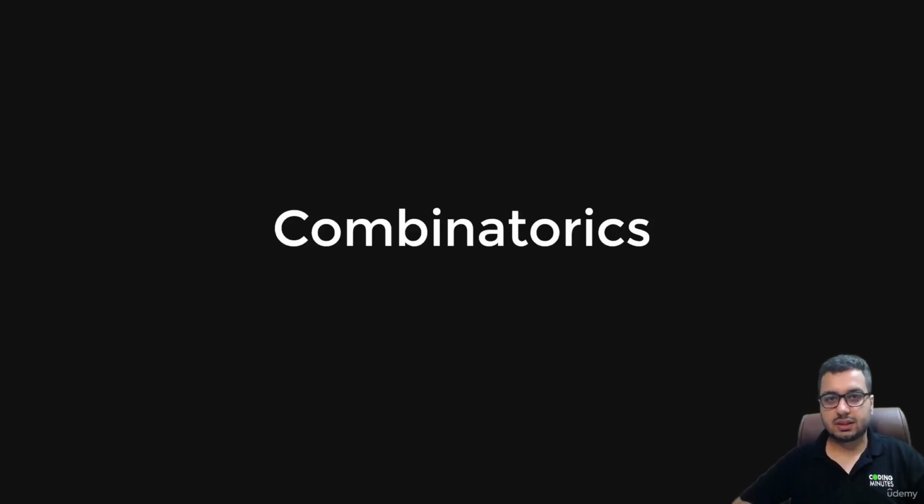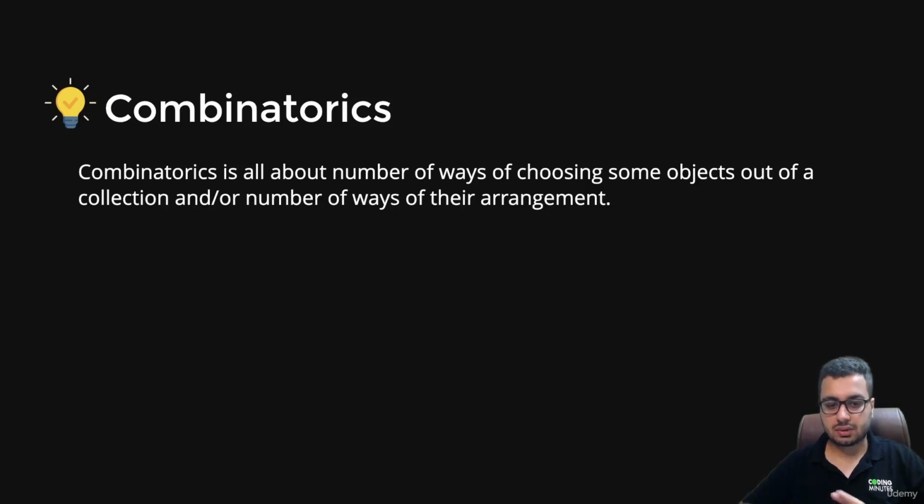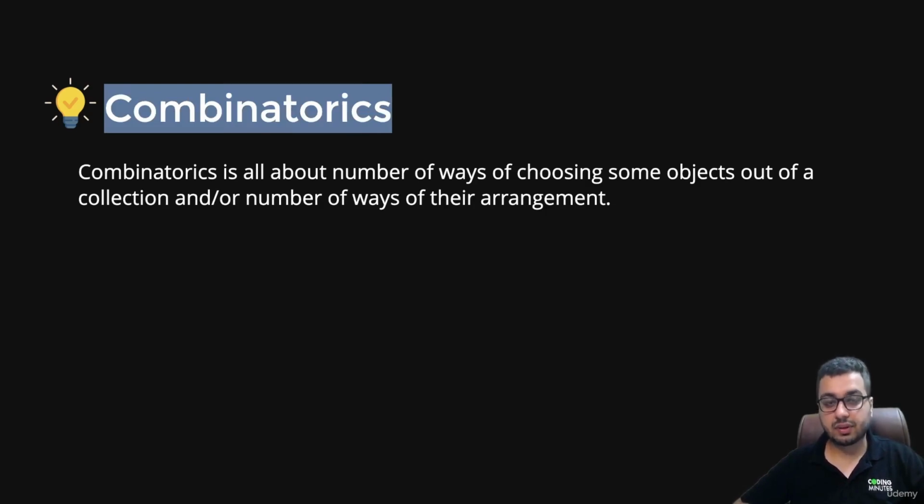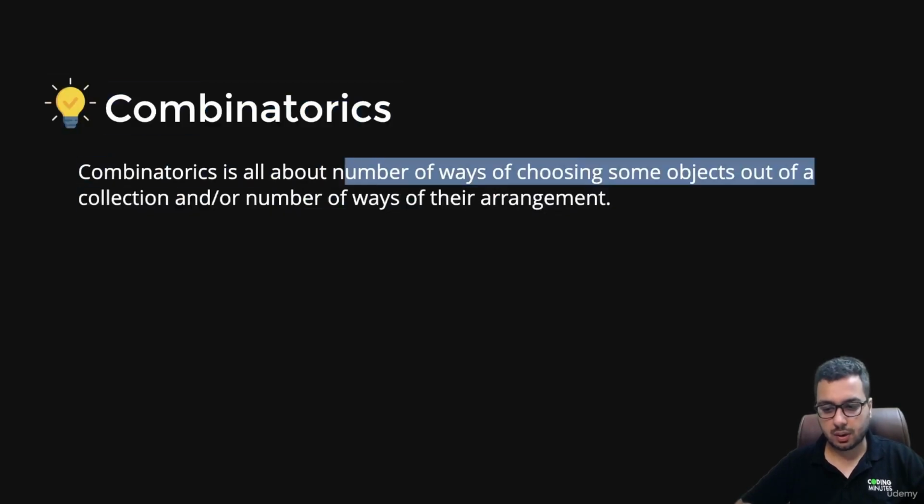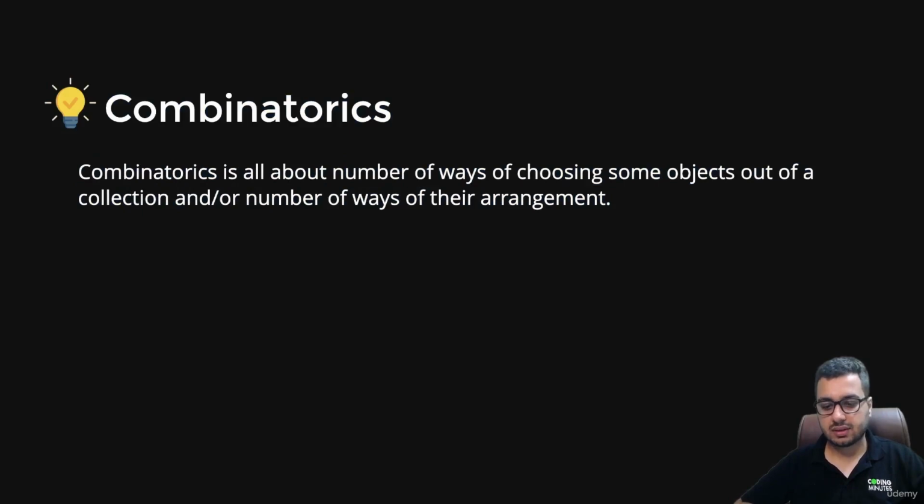Hi everyone, in this lecture we will talk about combinatorics and we will discuss two important concepts. One is called permutation and the second is called combination. So what is the study of combinatorics? It's all about finding the number of ways of choosing some objects out of a collection, or the number of ways of arrangement. The number of ways of arrangement is also called the number of permutations.